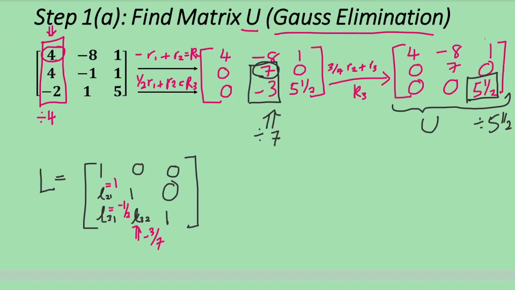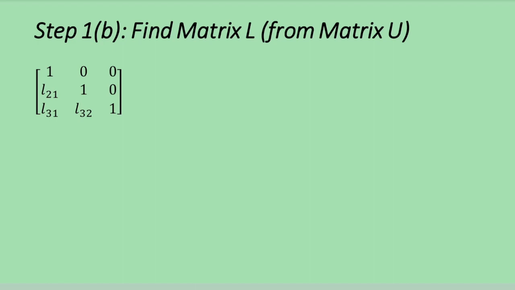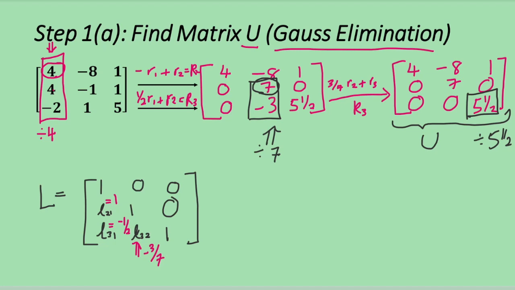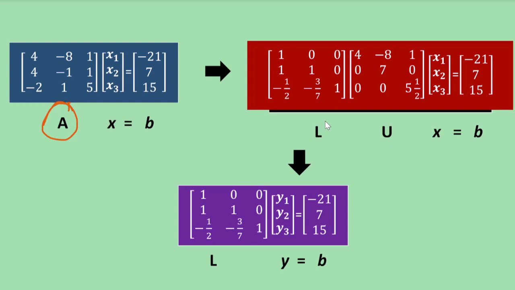So step number 1A was to find the matrix U, and step number 1B is to find matrix L, which we have done just now. So far we have decomposed matrix A into the product of matrix L and matrix U. Okay, so AX equals to B, LU multiplied by matrix X equals to B. Now, I would let matrix Y equals to the product of matrix U and matrix X. So UX would be Y. And so we would write the equation as matrix L multiplied by matrix Y equals to matrix B.